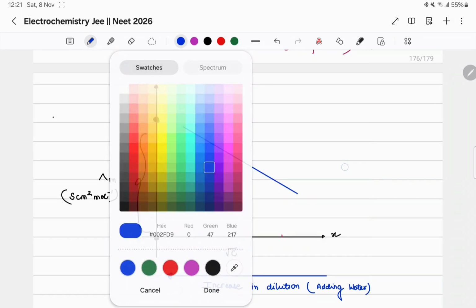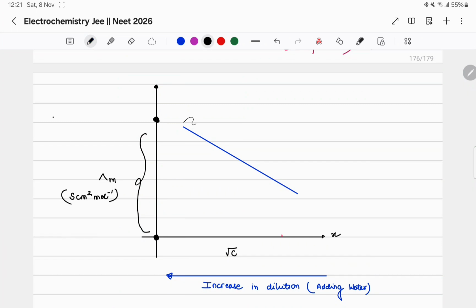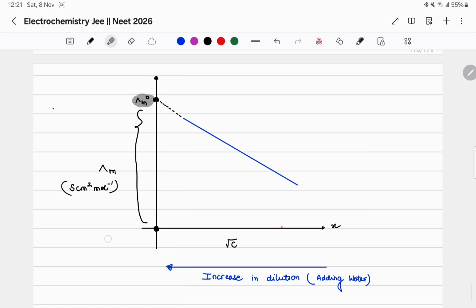Now one thing which you need to understand, you check it. If I want to extrapolate this graph, तो मैं क्या कर सकता हूँ? ऐसे dotted line बढ़ा सकता हूँ. तो ये dotted line कहीं ना कहीं तो touch करेगा. Now whatever line it is touching, that is only known as what? Lambda m naught. That is what? Limiting molar conductivity. Means from this distance to this whole distance is what? Lambda m naught. That is our what? Intercept.